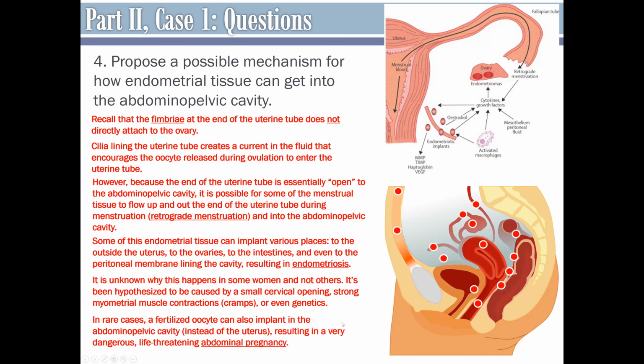In rare cases, a fertilized oocyte can also implant in the abdominal pelvic cavity instead of the uterus, again because these two structures are not connected. And if this happens, this results in a very dangerous, life-threatening abdominal pregnancy where the developing embryo starts growing in the abdominal pelvic cavity, and it will still form a placenta, but the placenta can attach to anything in the abdominal pelvic cavity like the intestines or the mesenteries or even the peritoneal lining. So it is not only endometrial tissue that can get out this way.